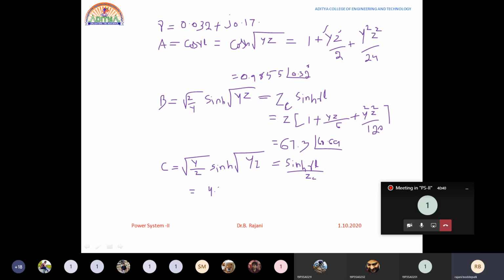Simplify it, all of you at home. 4.3 into 10 to the power of minus 4 at an angle of 90 degrees. Now A is equals to D. We are having A is equals to D. Okay.